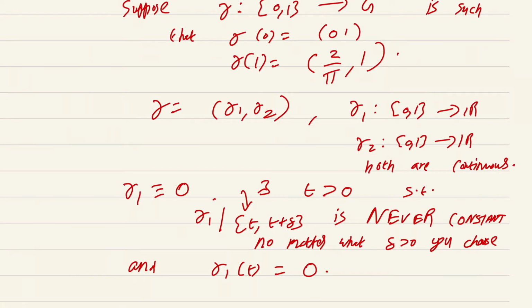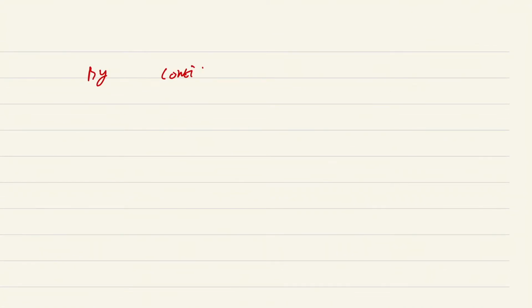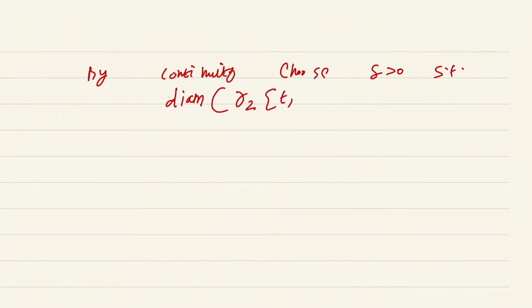Okay. Now, this gamma 1 from t to t plus delta is never constant no matter what delta you choose. Now once we have gotten this t, such a point where this function gamma 1 is eventually starting and not just staying put, what you do is the following. By continuity, choose delta greater than 0 such that the diameter of gamma 2, we forgot gamma 2, it is feeling a bit lonely, so look at the image of gamma 2 from t to t plus delta, choose this to be less than half. You can obviously do this by continuity. Gamma 2 is also a continuous function.